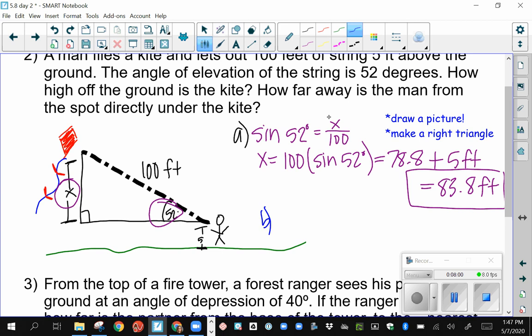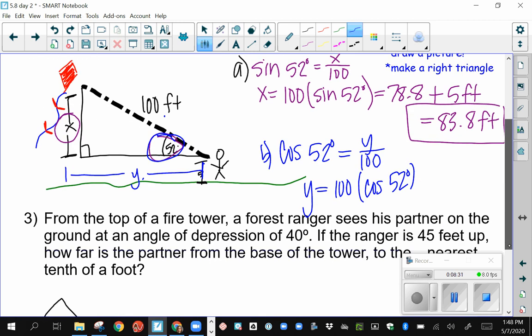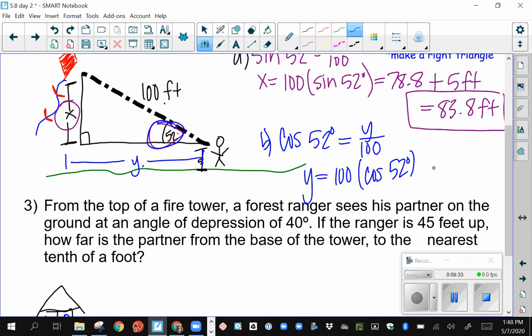Part B, how far away from the man is the spot directly under the kite? Okay, that's asking for this distance. I'm going to call that length y. So I know this angle and I know the hypotenuse. I'm interested in the adjacent leg. So we should do cosine of 52 degrees equals y divided by 100. And to solve for y, you will do 100 times the cosine of 52. Again, make sure your calculator's in the right mode. And when I did that one, I got 61.6 feet.